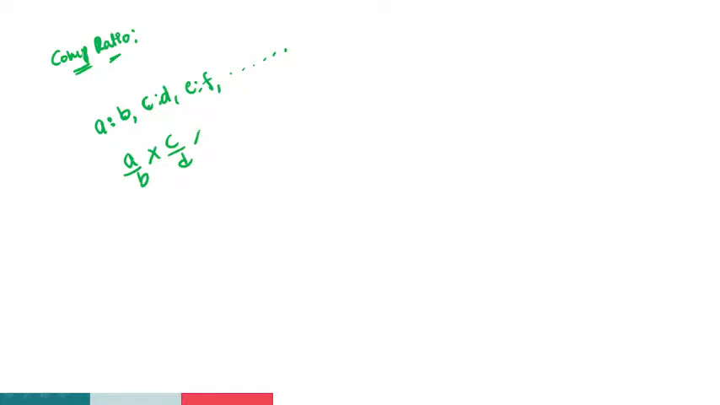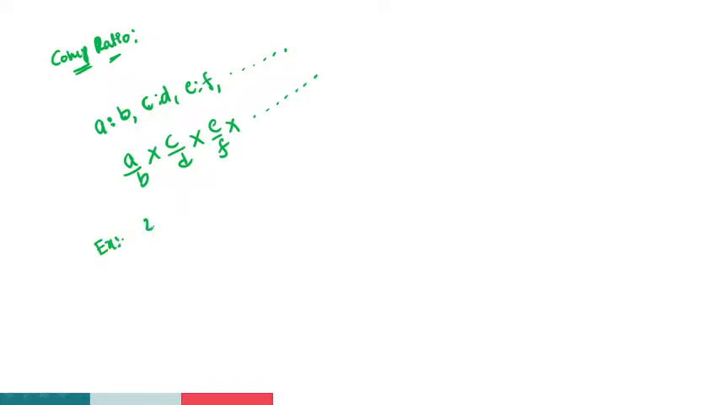Right, and coming to the next point, compound ratio. Compound ratio is a very, very important point, guys. For example, A is to B, C is to D, E is to F, and so on. Find out the compound ratio. A is to B can be written as A by B into C by D into E by F, and so on.